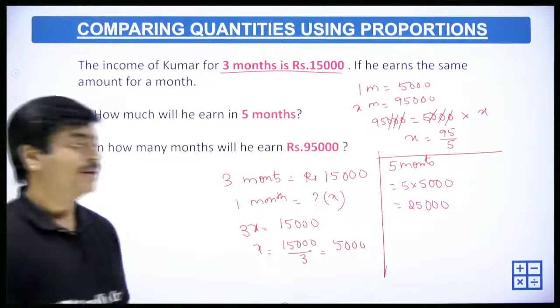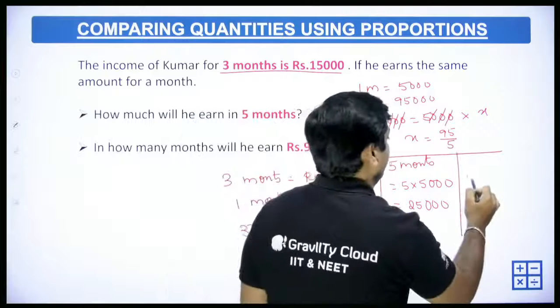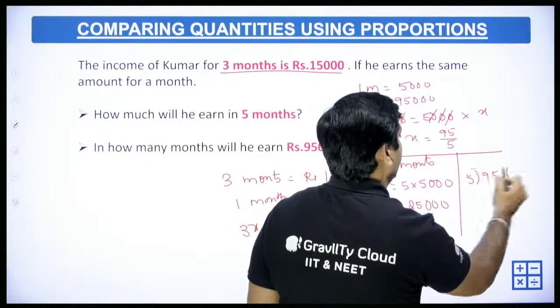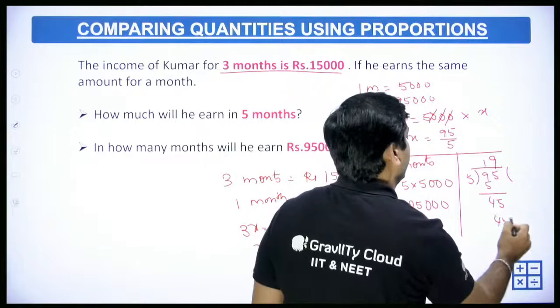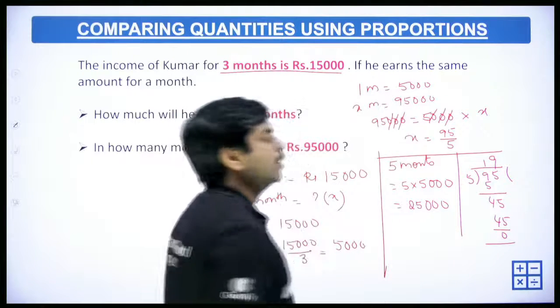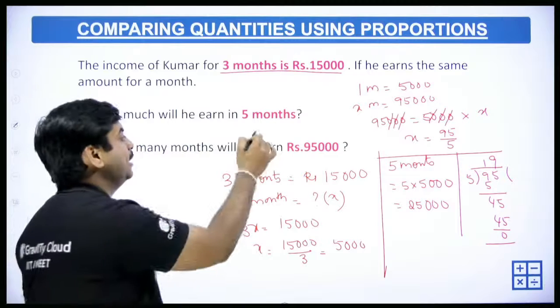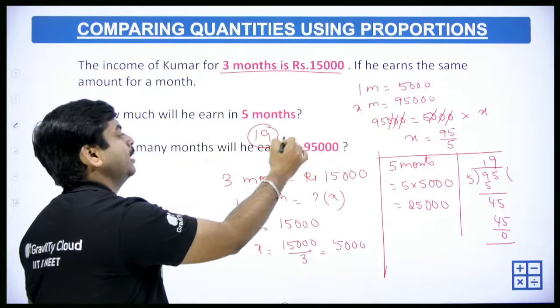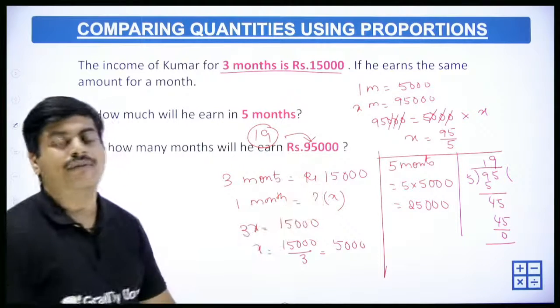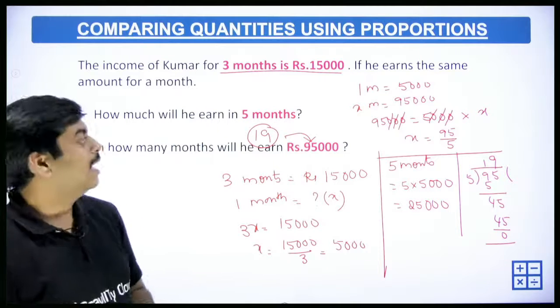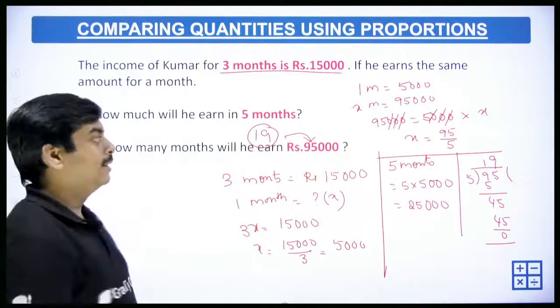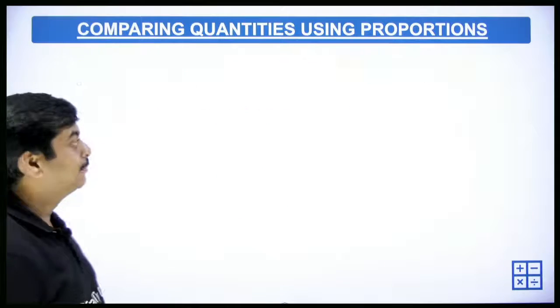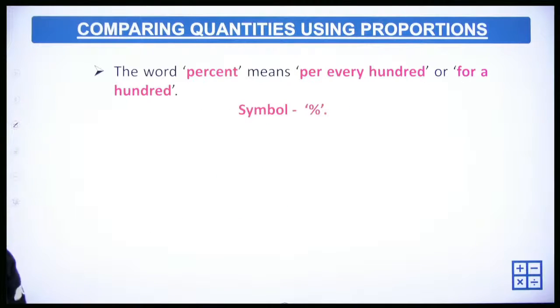Can we divide this one? Yes, let us check that. 5 1s are 5, 5 9s are 45, so that will give you 0. So the value is 19 months: in 19 months, he can earn 95,000 rupees, right? I hope this concept is clear using the unitary method. Let's understand more about this.